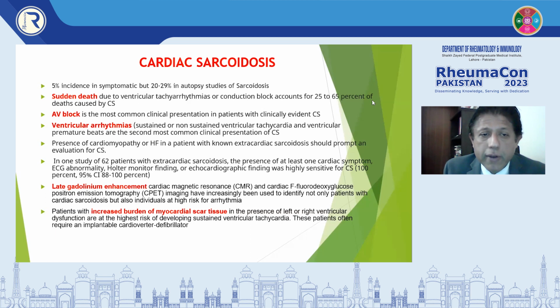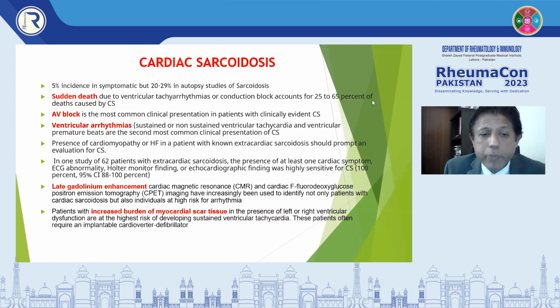Presence of cardiomyopathy and heart failure can be present in patients who have extracardiac sarcoidosis. Hence, a baseline echocardiogram and EKG should be done on every patient. The most specific testing for cardiac sarcoidosis is cardiac magnetic resonance imaging, where late gadolinium enhancement can be found, and a cardiac PET CT can be done to see the extent of the disease, and can also give you prognostic and treatment options.